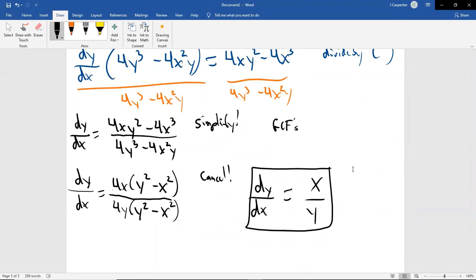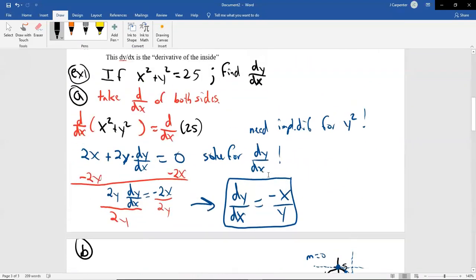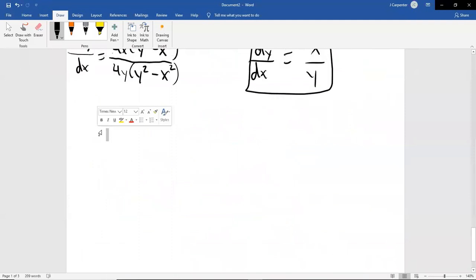This is fun. Notice the similarity of the slope to this in comparison to the slope of the previous one. It's negative x over y versus positive x over y. Let me show you why that is. So just kind of an observation.